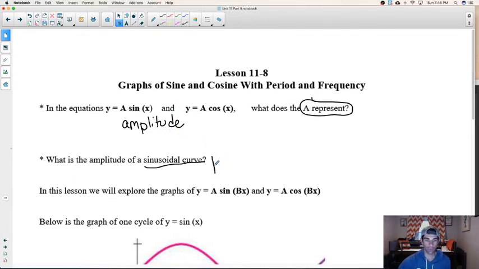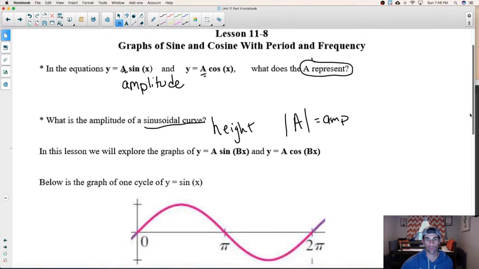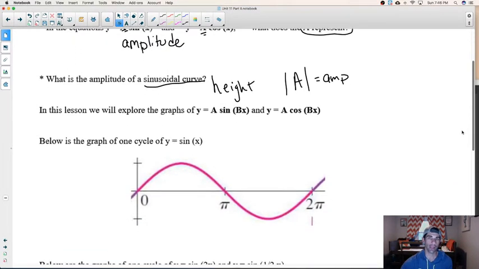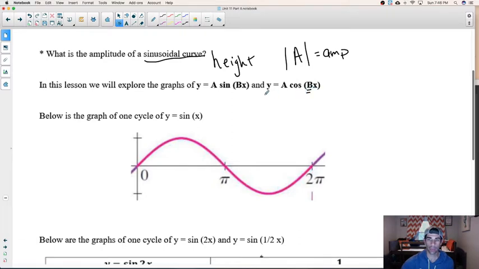And the amplitude, or its height, is the absolute value of the a. So it's important to realize, if I told you that the amplitude was 3, that means it was going as high as 3 and as low as negative 3. Keep that in mind because it might come in handy a little bit later on. So that's what we're going to take a look at today: we're going to explore sine bx and cosine bx, and we're going to start looking at what happens if I get a number inside the parentheses with the x. So here we go.